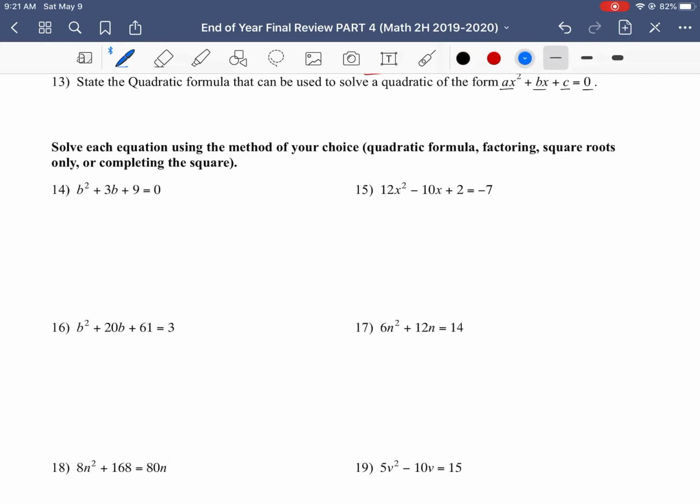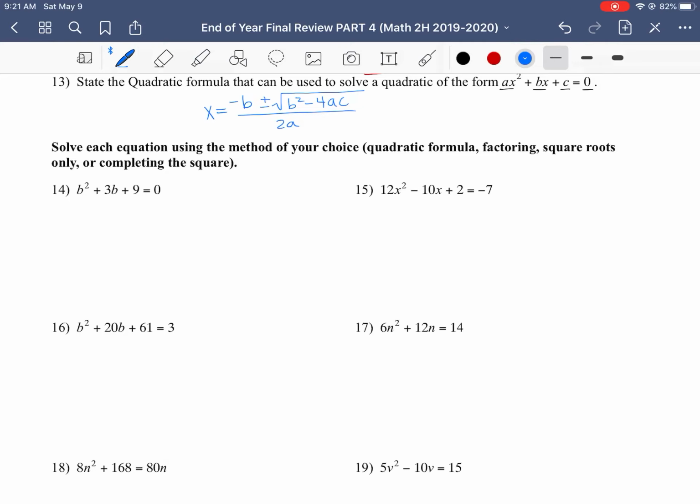Quadratic formula. Hope you're singing this song in your head. x is equal to, right? We did the opposite of b, so always opposite of b plus or minus the square root of b squared minus 4ac, all over 2a. There's our quadratic formula. So we're going to use that a little bit down here.